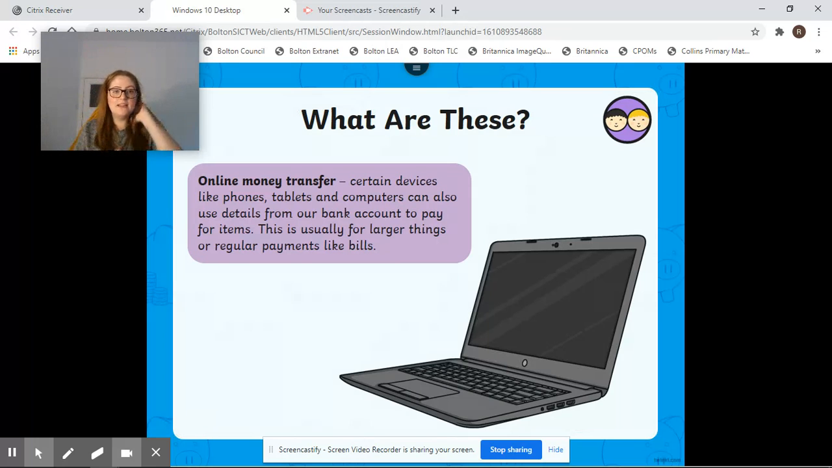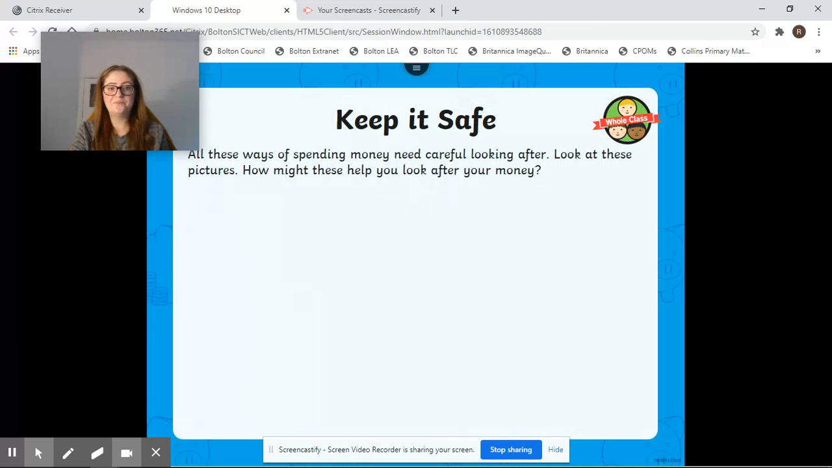Same if you're buying something from a friend, you might transfer the money to them and you have to log into your laptop, or now you can do it on your phone, and the money goes from your bank account all the way to a different bank account. And this is normally things which either cost a lot of money or is a bill like a mobile phone bill. So those are the different ways that people can pay for things.